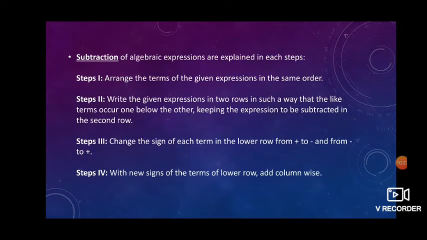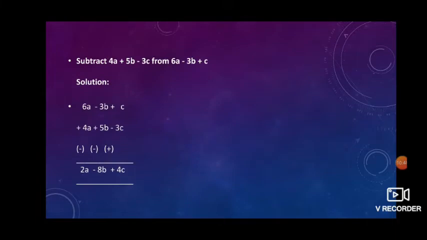Then step 3, change the sign of the subtrahend, means in the second row expression we have to change the signs. If it is plus, we will change to minus. If it is minus, we will change to plus. Then step 4, with the new signs of the terms of the lower row, add column-wise. Now we'll see with an example.